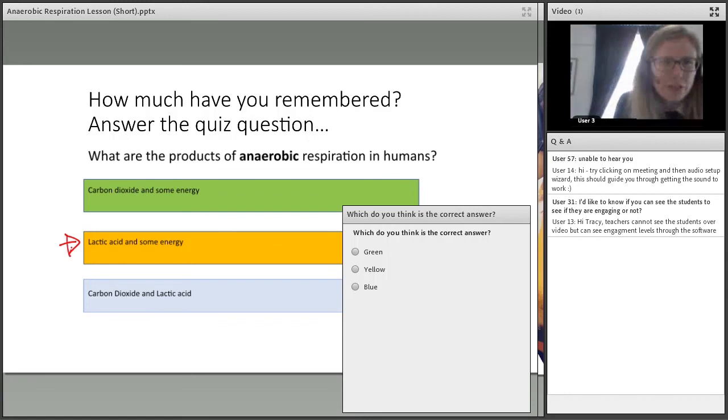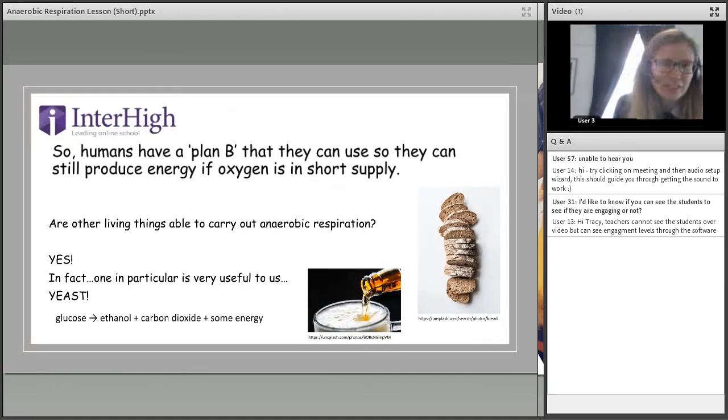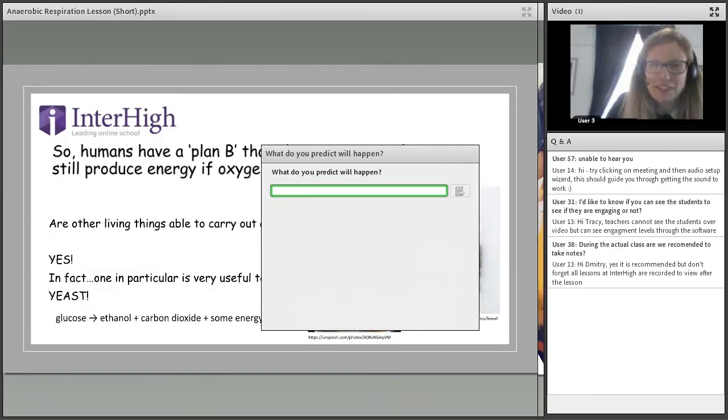Okay, so I'll go through this task here. So what are the products of anaerobic respiration? Let's see if we've remembered. So one of the possible answers was carbon dioxide and some energy. We don't produce any carbon dioxide when we do anaerobic respiration. That's only aerobic respiration. The second answer, lactic acid and some energy. That's been the most popular one. And the third one, carbon dioxide and lactic acid. So it is the middle answer. Well done. Lots of you chose that one. So lactic acid and some energy are the products of anaerobic respiration in humans.